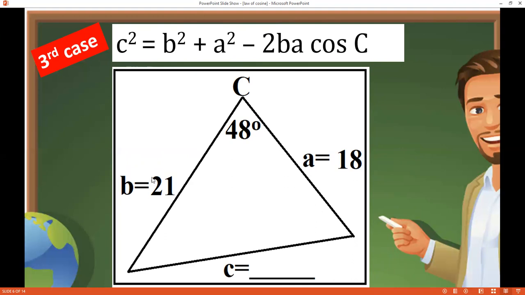Another way para tandaan kung anong gagamitin ninyo is, ang given natin kapag law of cosine: side, and then angle, tapos side. So, SAS. Okay? Side, angle, side. So, we are going to use the law of cosine kapag ganyan ang given natin. Those are the possible cases na gagamitin natin in solving for a missing side using the law of cosine.